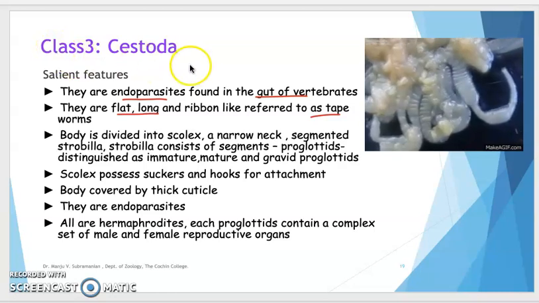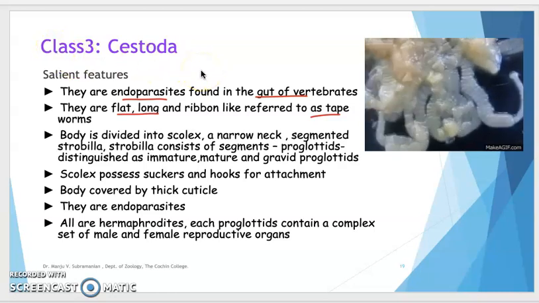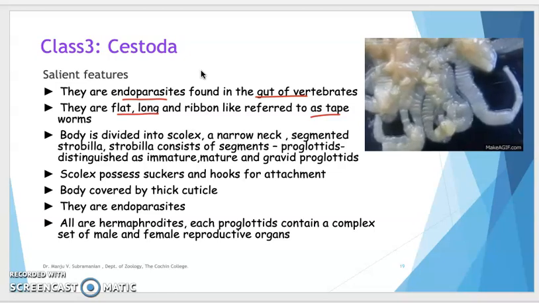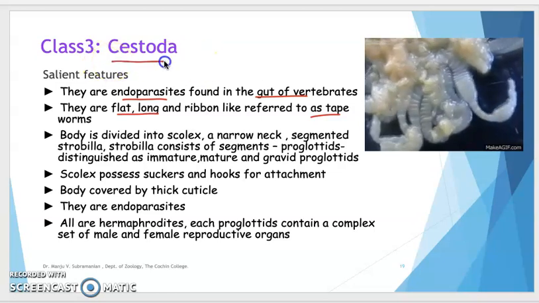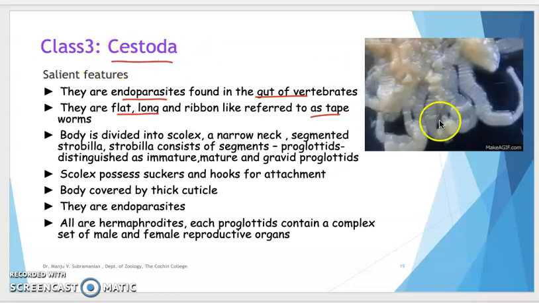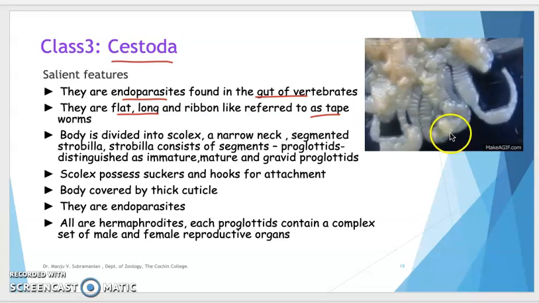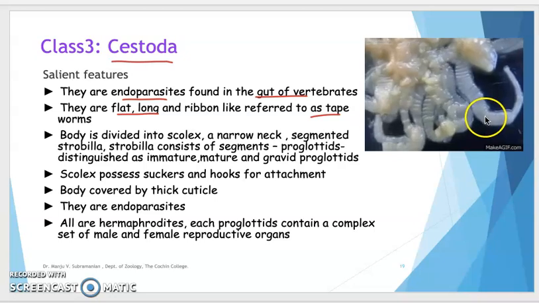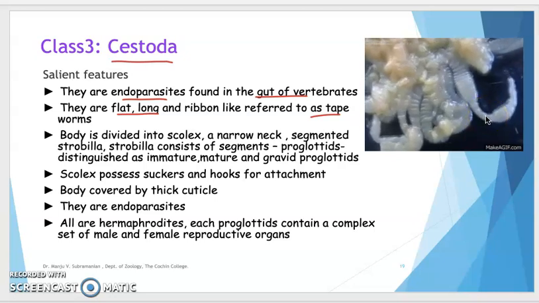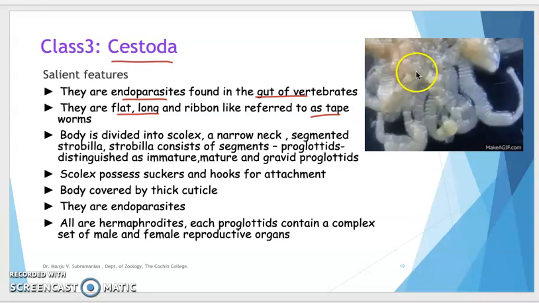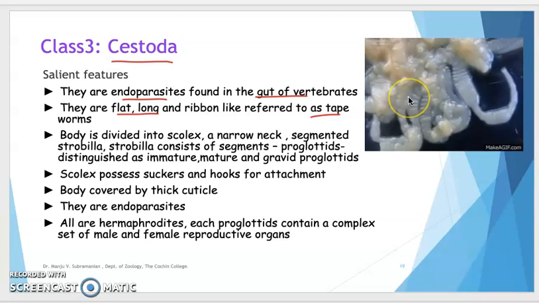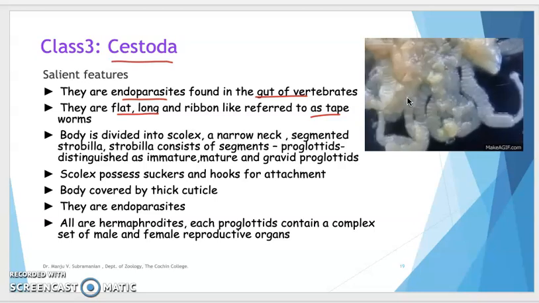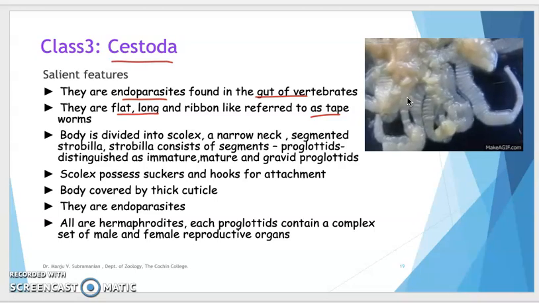Welcome back, students. In this video lecture we will be discussing the third class of phylum Platyhelminthes, that is the class Cestoda. You can see an image or a small video of a typical example of class Cestoda, that is a tapeworm.